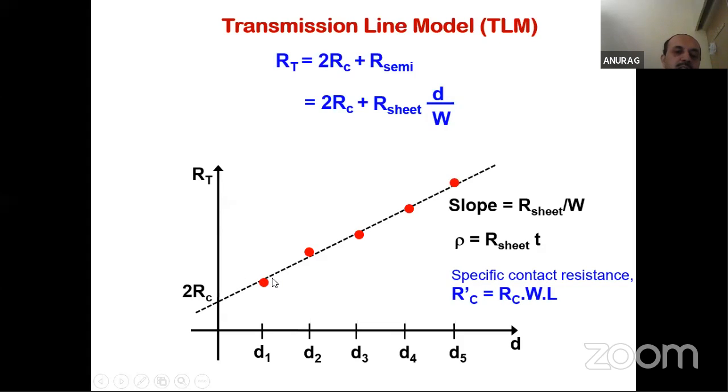So what I do is, I have an intercept on the y-axis. This intercept, you can see from this equation, is nothing but 2RC. So this intercept gives me the value of contact resistance. It will tell you how much is the contact resistance. And how much is the specific contact resistance? It is given by RC times W times L. W is the width, L is the length of the ohmic contact. So in this way, I can calculate from the TLM model the specific contact resistance of an ohmic contact.